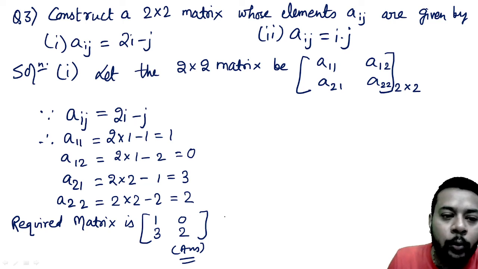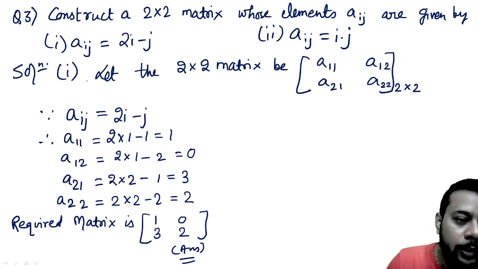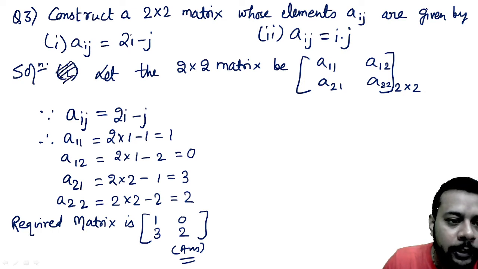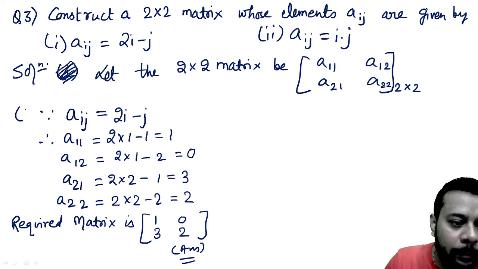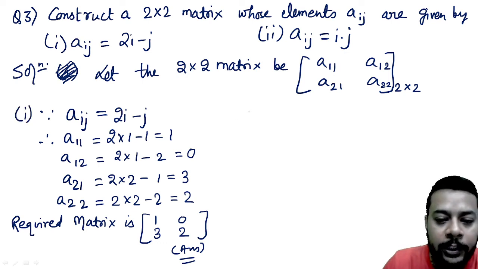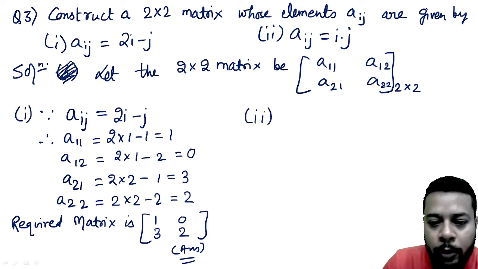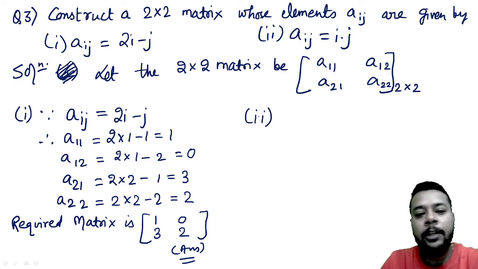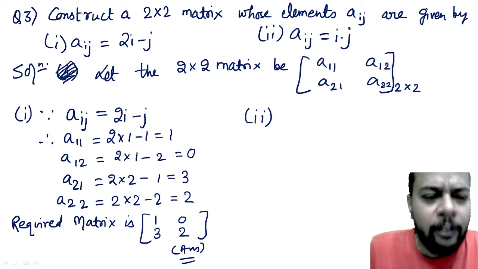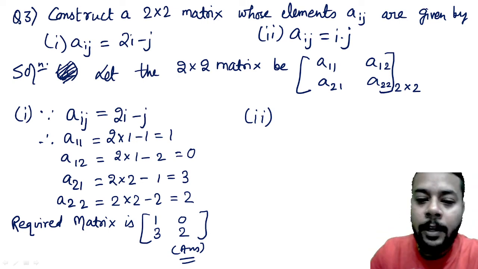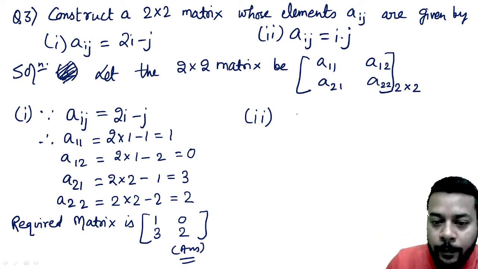Same way you can go for number 2 also. You remove this one from here. This part will be common for both the questions. This was for sub part 1 and this solution will be for sub part 2, because the starting statement, let the 2 by 2 matrix be this, will be the same for both the questions, right? So let's do sub part 2 now.